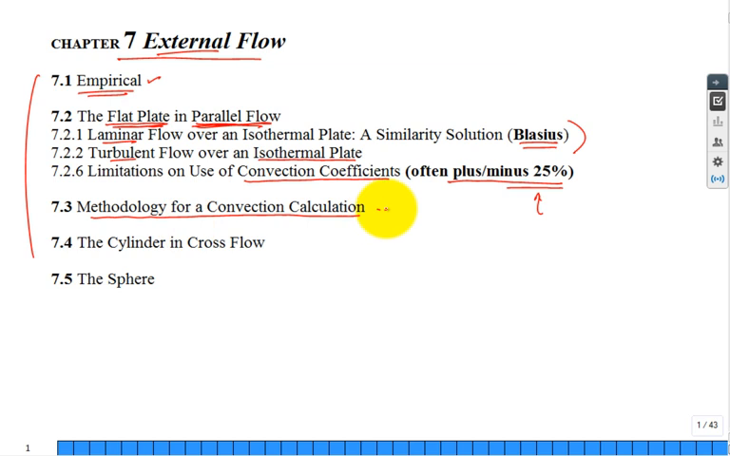Well, there you go. Then we'll cover cylinders in cross flow, spheres in cross flow, or any flow around a sphere. And then the rest of the chapter, even though it's very important about jets and arrays of tubes and stuff like that, we're just going to skip it. Let's jump into it.